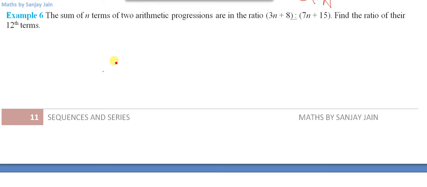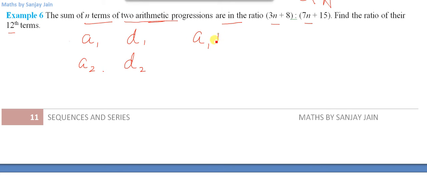The sum of n terms of two arithmetic progressions are in the ratio 3n plus 8 is to 7n plus 15. Find the ratios of their 12th terms. So whenever you have got two arithmetic progressions, you need to assume, let us say the first progression has got first term as a1 and common difference as d1, and the second progression has got first term as a2 and common difference as d2. Okay, so what I need to find is the ratio of their 12th terms.